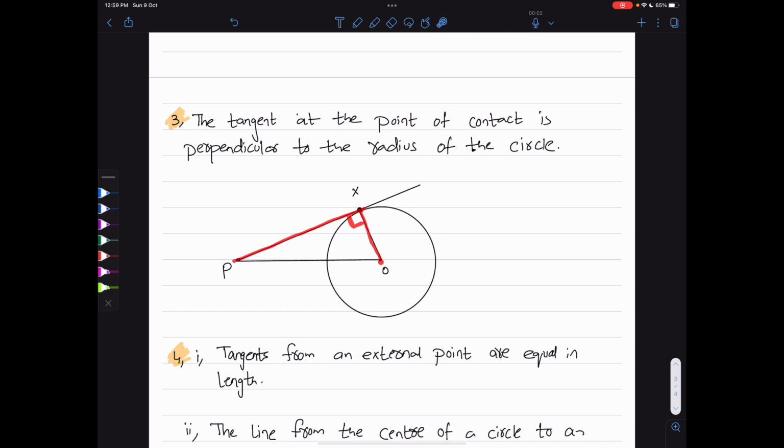Pythagoras theorem or trigonometric ratios, all that are applicable in a right angle triangle, will help you solve for the missing values. So you need to remember this property: a tangent at a point of contact is perpendicular to the radius of the circle. The radius and the tangent line will always be perpendicular.